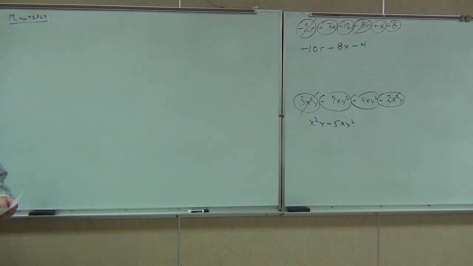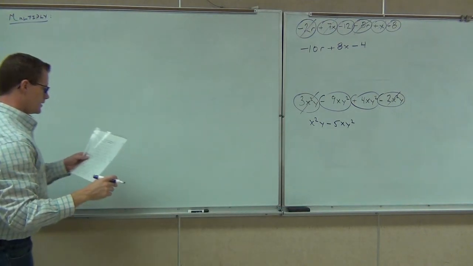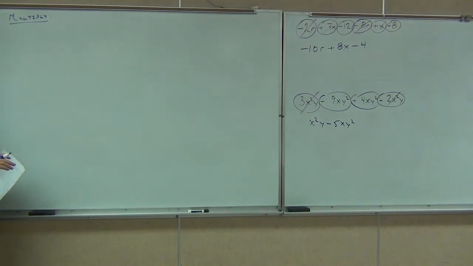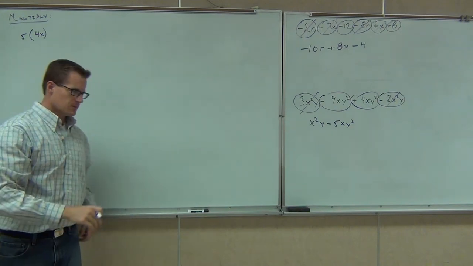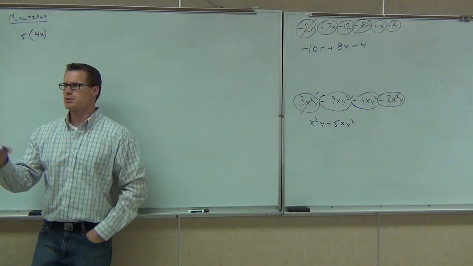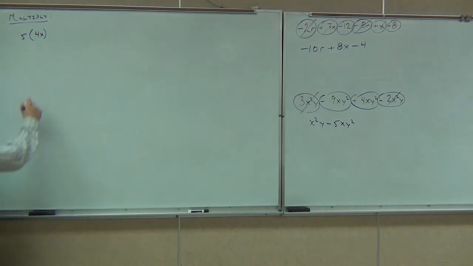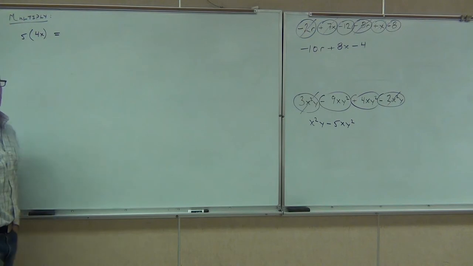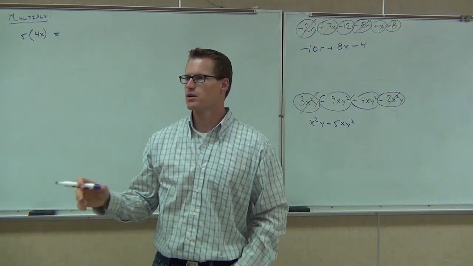Let's multiply. Let's say that you had some 4x's and you had 5 of them. Instead of wanting to add up 4x plus 4x plus 4x plus 4x, 5 times, we want to do the multiplication version of this. How in the world can we multiply a number times a variable, or a number times a term with a variable part? The answer is, I'm going to show you back with some multiplication rules that this is possible just by looking at the coefficients again.